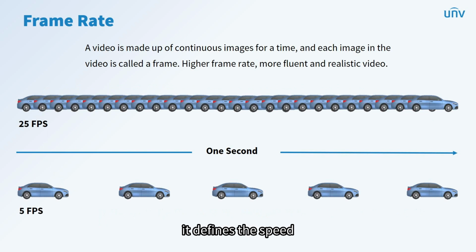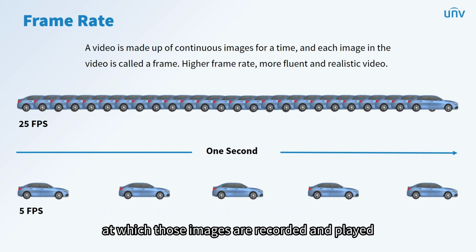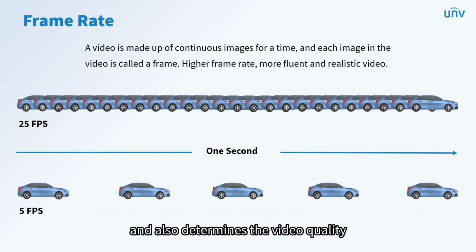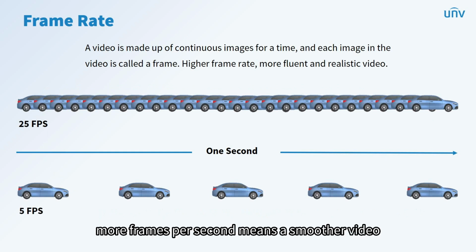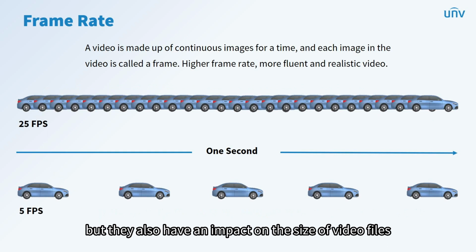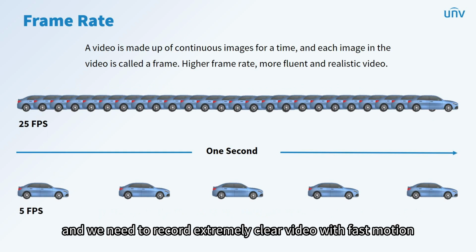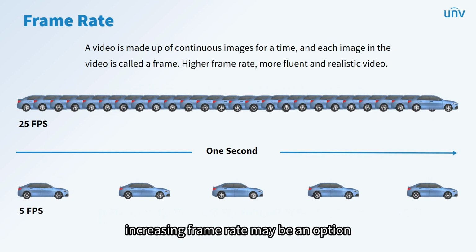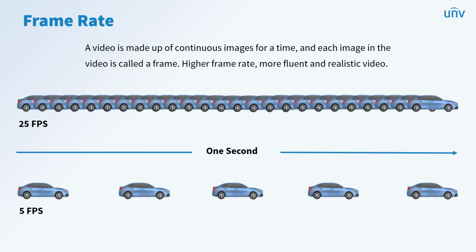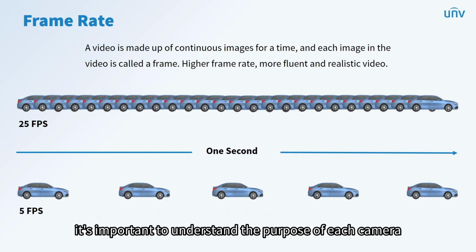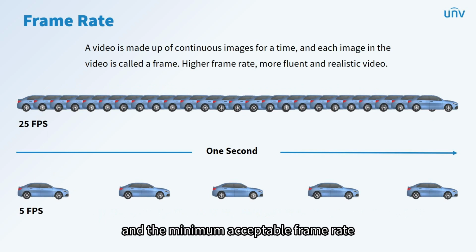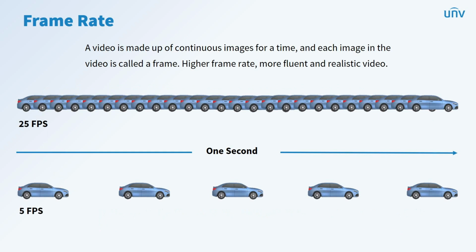It defines the speed at which those images are recorded and played, and also determines the video quality. More frames per second means a smoother video. But they also have an impact on the size of video files. If the system has a large storage capacity and bandwidth, and we need to record extremely clear video with fast motion, increasing frame rate may be an option. If not, it's important to understand the purpose of each camera and the minimum acceptable frame rate.